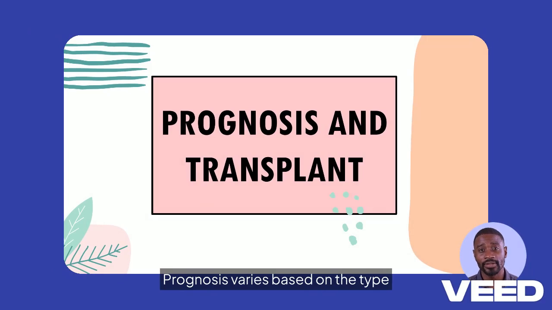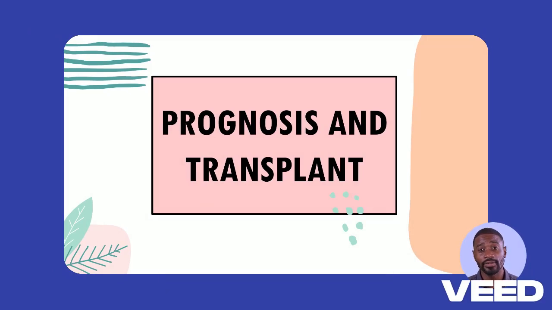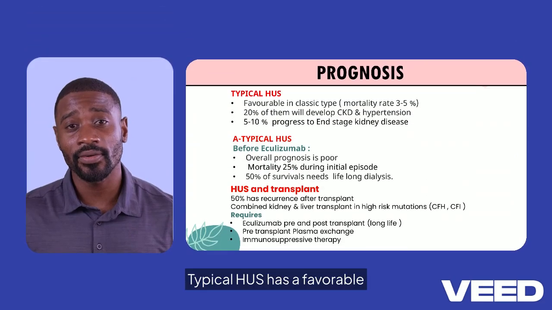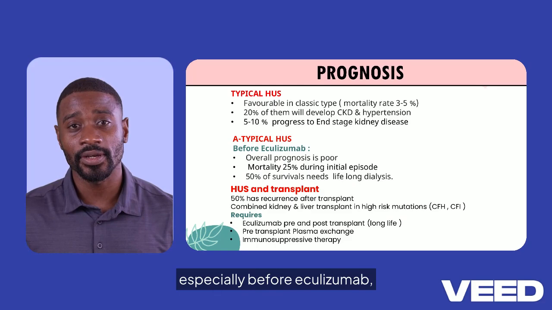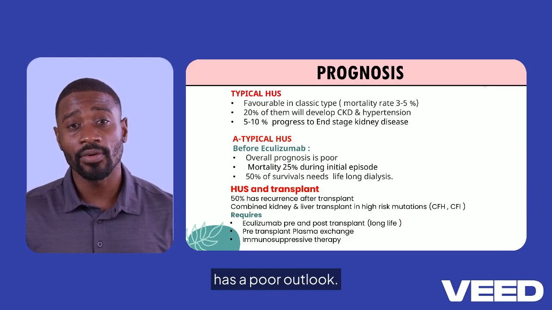Finally, let's discuss prognosis and transplant considerations. Prognosis varies based on the type of HUS and available treatments. Typical HUS has a favorable prognosis, but atypical HUS, especially before eculizumab, has a poorer outlook. Transplantation may be necessary in severe cases.